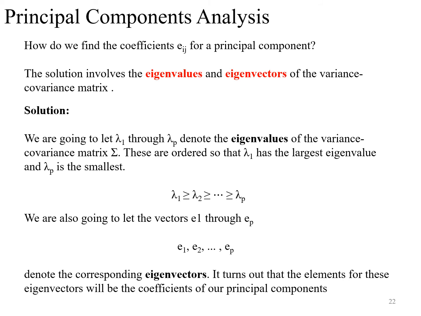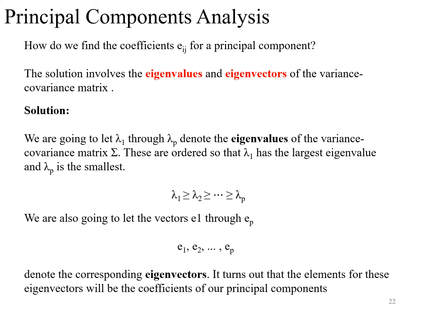And the nice thing is that the first eigenvalue is going to be the largest one, and the pth eigenvalue is going to be the smallest one, and they're all going to be ordered from the largest to the smallest eigenvalue, or largest to smallest variance. So the most variance will be explained by principal component 1. The second largest amount of variance is going to be explained by principal component 2, etc., until the least variance will be the pth eigenvalue.